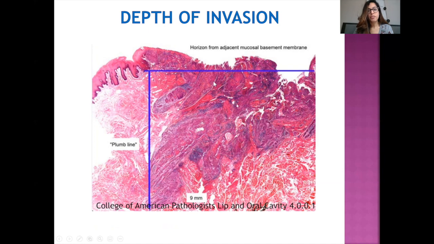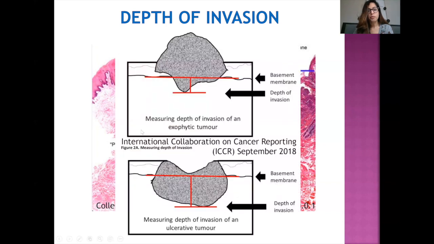So this is all good and fair when it's a tumor like this, which seems almost at level with the adjacent mucosa. But what do you actually do for exophytic or ulcerated lesions? This is again described by the ICCR as well as all the other different institutions. An exophytic tumor, still you take the normal adjacent basement membrane and the deepest extent of the tumor. And in an ulcerated tumor, you still maintain the same. So it's the same concept, regardless of whether it's an exophytic tumor or an ulcerated tumor.